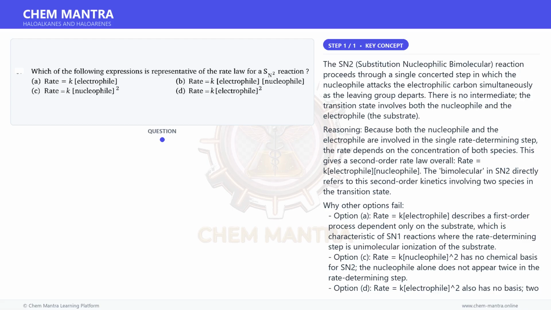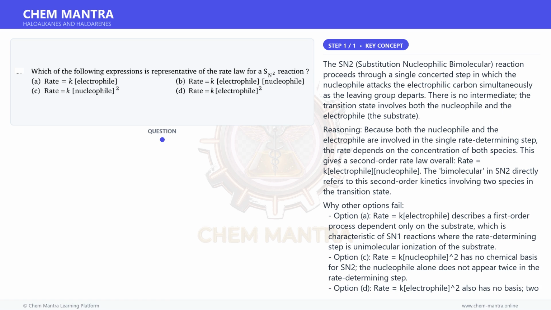The SN2, substitution nucleophilic bimolecular, reaction proceeds through a single concerted step in which the nucleophile attacks the electrophilic carbon simultaneously as the leaving group departs. There is no intermediate. The transition state involves both the nucleophile and the electrophile, the substrate.